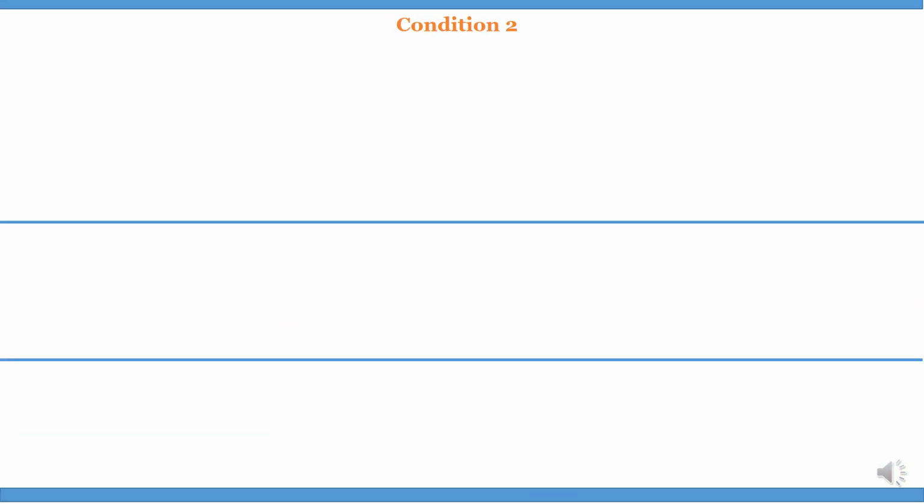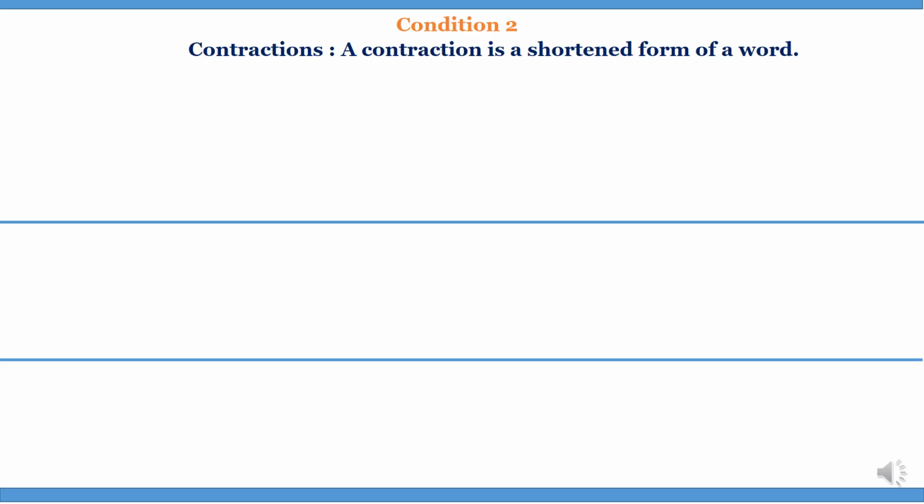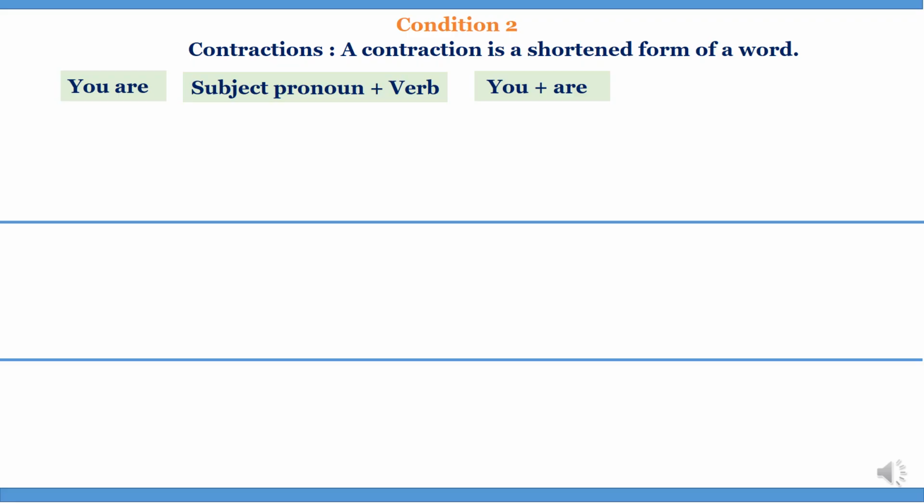Now, the next condition or rule is contractions. So, how to use an apostrophe with respect to contractions? Let us know what we mean by a contraction. A contraction is a shortened form of a word. For example, you are. It is a combination of a subject pronoun and a verb, that is you plus are. After contraction, it becomes you're, where the letter A is missing and it is being replaced by an apostrophe.